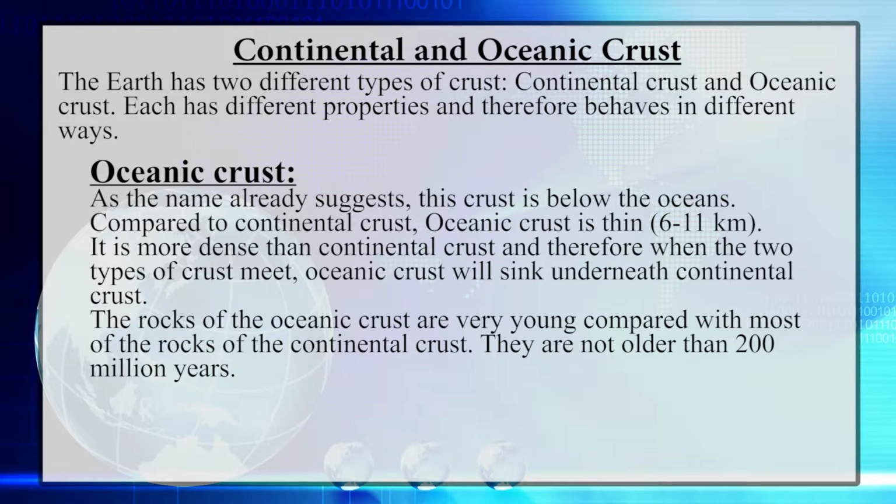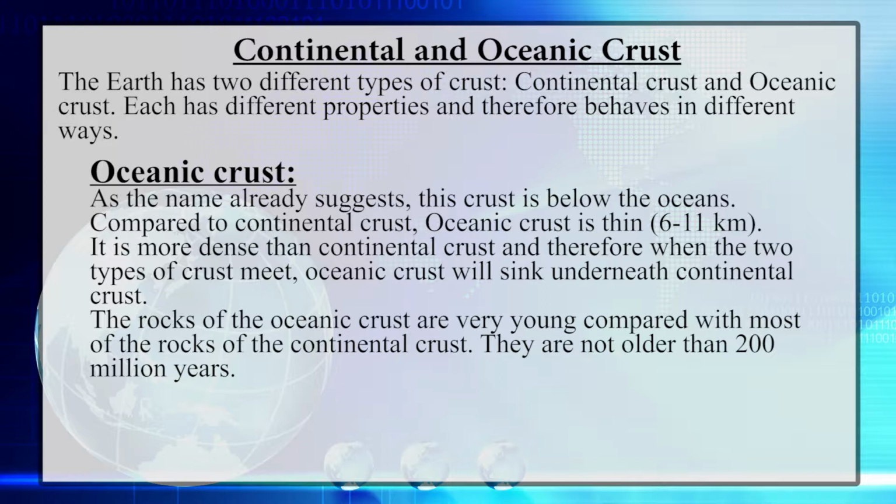And second part is oceanic crust. As the name already suggests, this crust is below the oceans. Compared to continental crust, oceanic crust is very thin, about 6 to 11 km thin, and it is more dense than the continental crust. And therefore, when the two types of crust meet, oceanic crust will sink underneath continental crust.